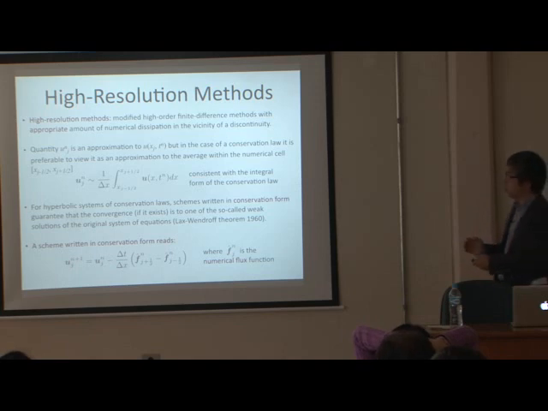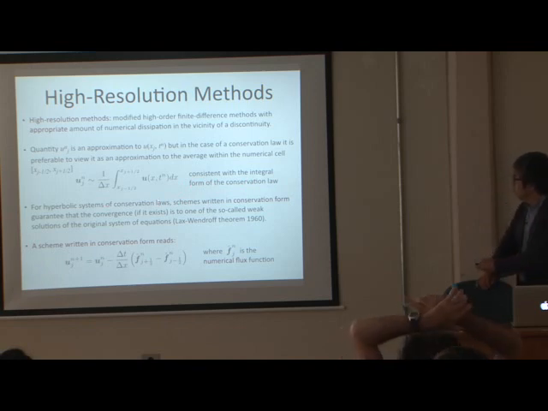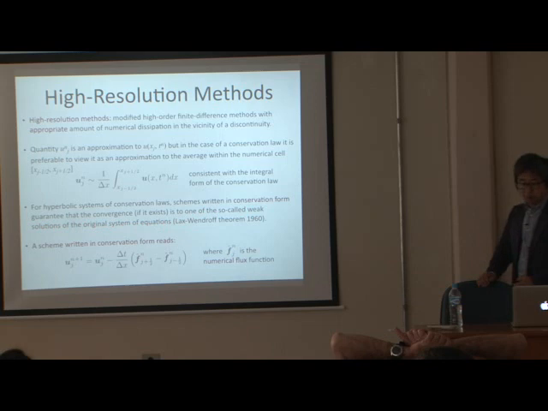The cell average is taken between the discrete points, which we call j plus half and j minus half, and then divided by delta x. So this is an integrated value, consistent with the integration form of the conservation law. For a hyperbolic system of conservation laws, a scheme in conservation form is guaranteed to converge to one of the so-called weak solutions of the original system of equations. This is an important point.